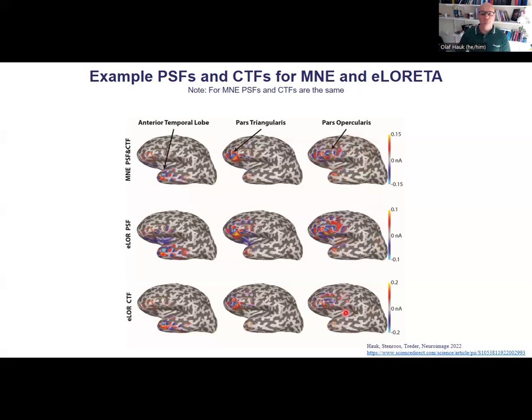eLORETA doesn't solve this problem. So if anything, it's a bit worse. Again, a slightly more spatially extended point spread function here. And the crosstalk function looks the same, or at least very similar in this case to the PSF and CTF here. I'm afraid the scaling is, I think, a little bit different. So that's why it doesn't look exactly the same here.